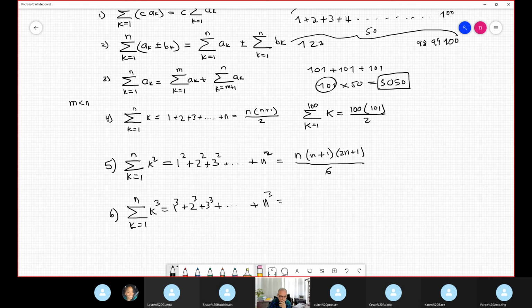However, this is a square. This is n times (n plus 1) over 2, everything raised to the second power. Guys, I guarantee you that we can prove these formulas, but not today, using one method that is called mathematical induction. This is the first topic we're discussing next class.